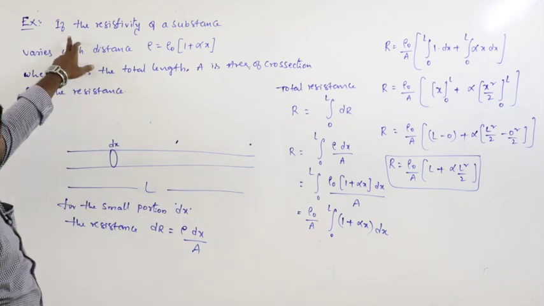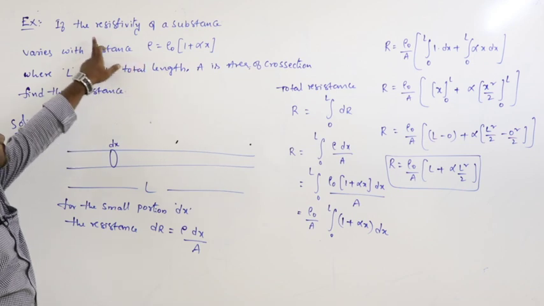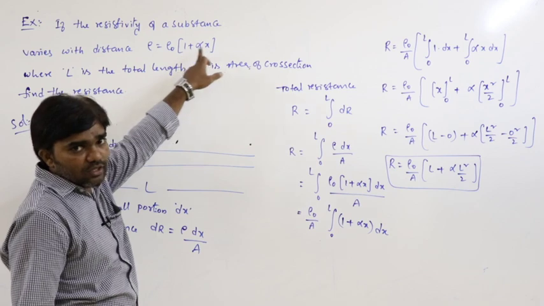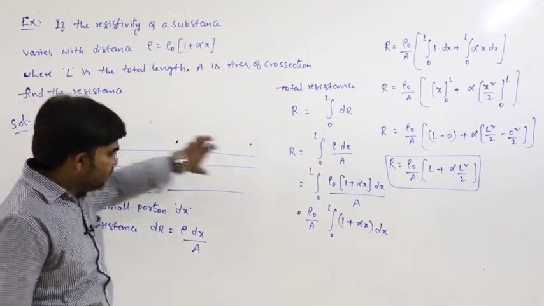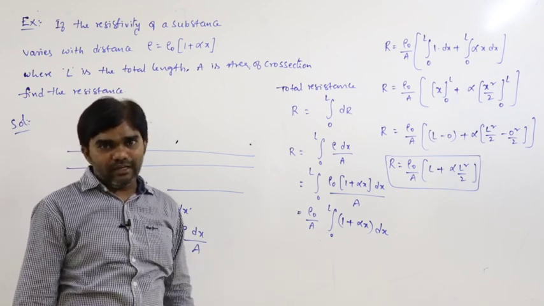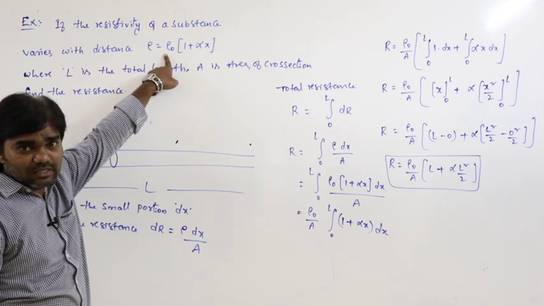Here the resistivity of the substance varies with the distance, rho is equal to rho naught into 1 plus alpha x. That is the given condition. Let us say the total length of the substance is L and the area of cross section is A, a uniform area of cross section. But here the resistivity varies with the distance.